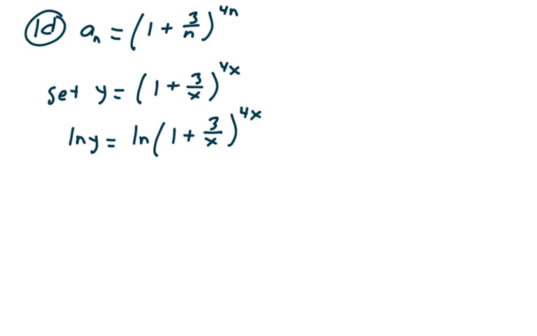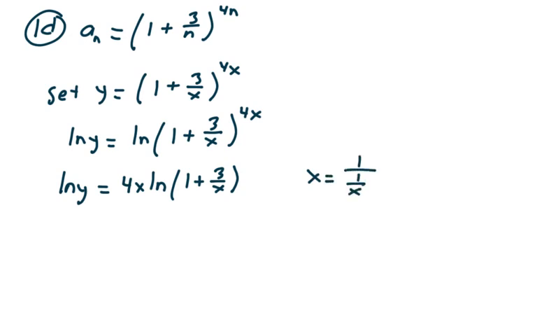Now, I can pull the 4x out in front and say natural log of y is 4x natural log of 1 plus 3 over x. But remember that x is 1 over 1 over x. And so this is 4 natural log of 1 plus 3 over x divided by 1 over x.